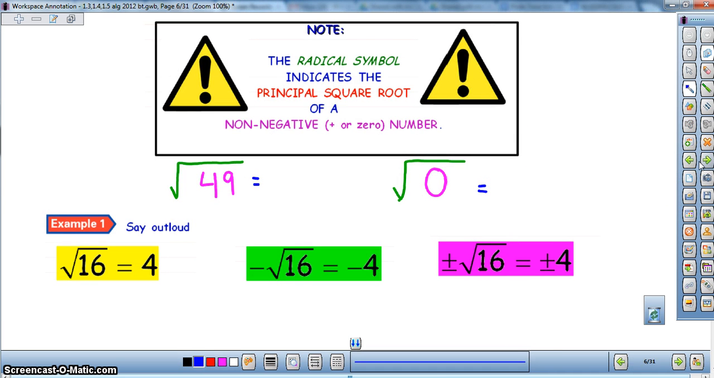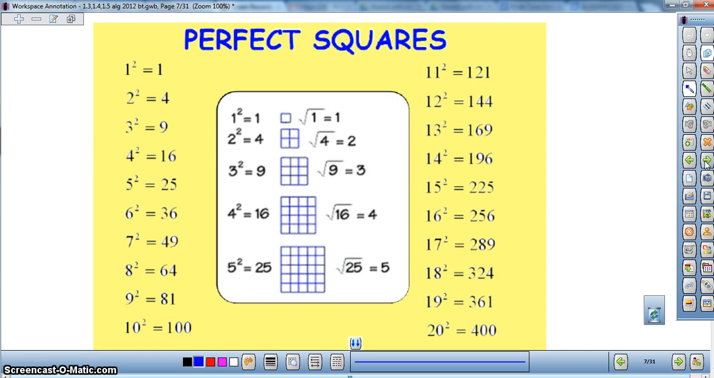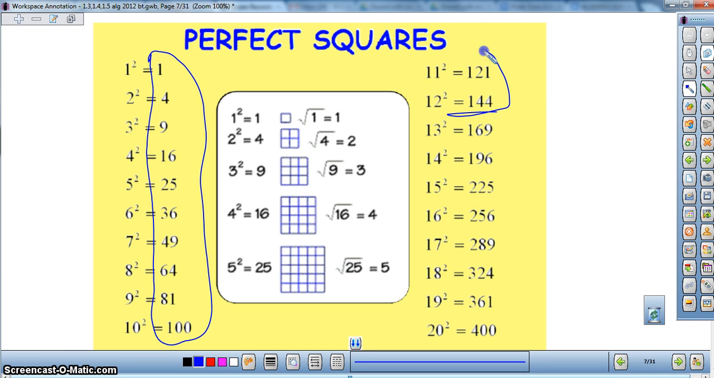Again, the radical symbol you're going to see, and your perfect squares we talked about in class. You really should memorize the first 12 perfect squares. And remember, the perfect squares are these numbers. Not the 10 squared, but the 100, the 1, the 4, the 9. These are your perfect squares that we are talking about.